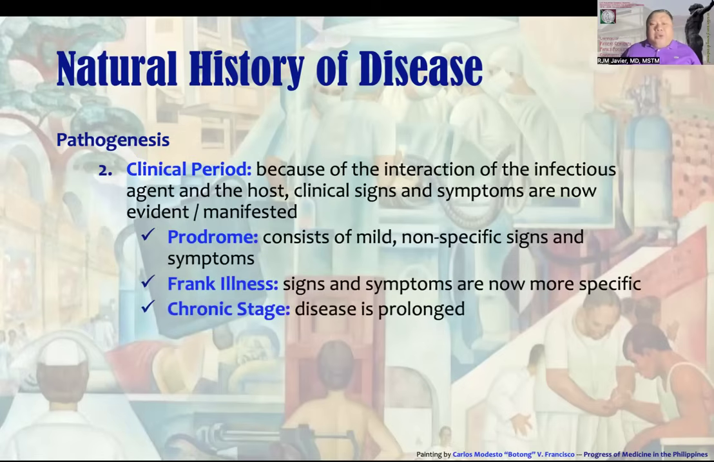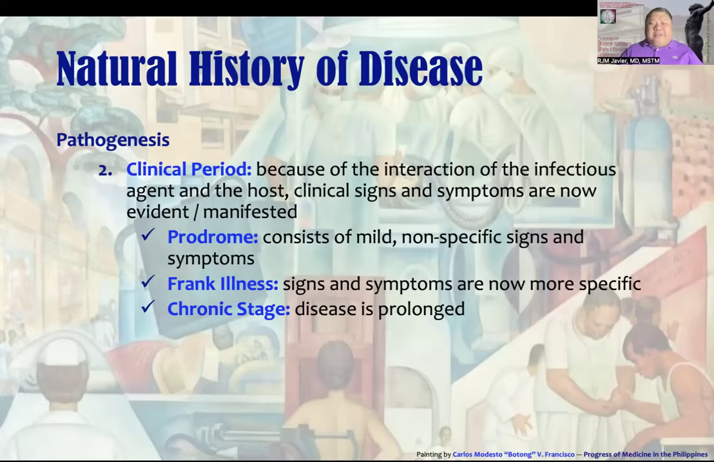Prodrome would include mild, non-specific signs and symptoms. For example, if you have fever, loss of appetite, generalized body weakness, these are all commonly encountered in upper respiratory tract infections, in acute viral infections, in urinary tract infections, even in cancer. So the prodrome are very non-specific constitutional signs and symptoms.